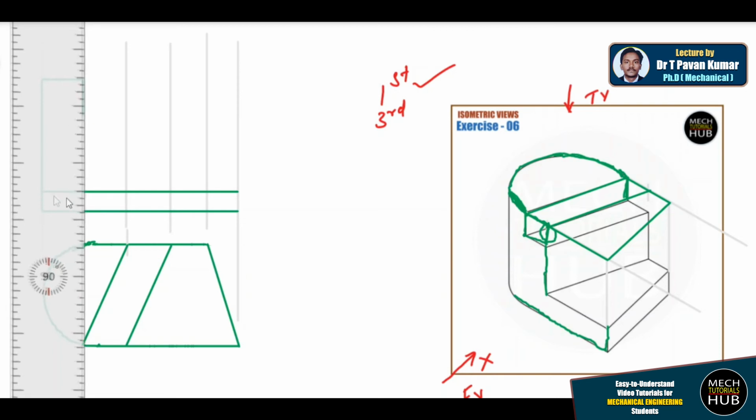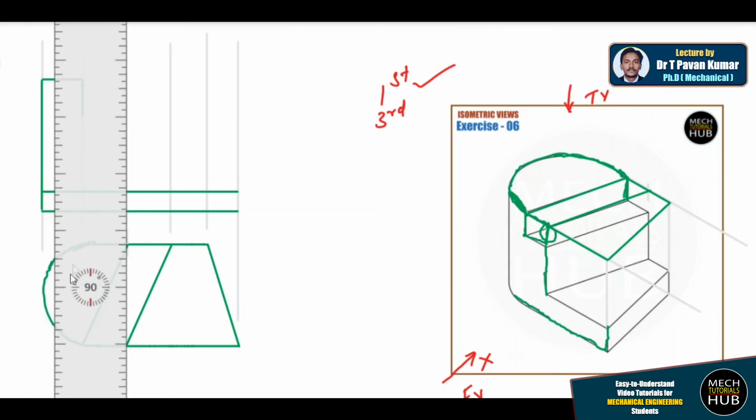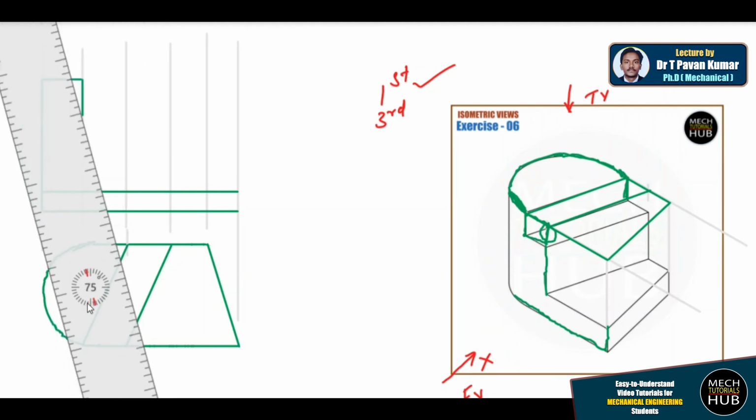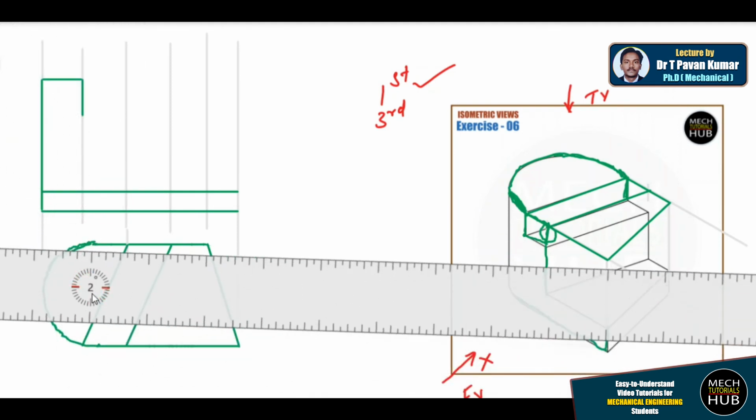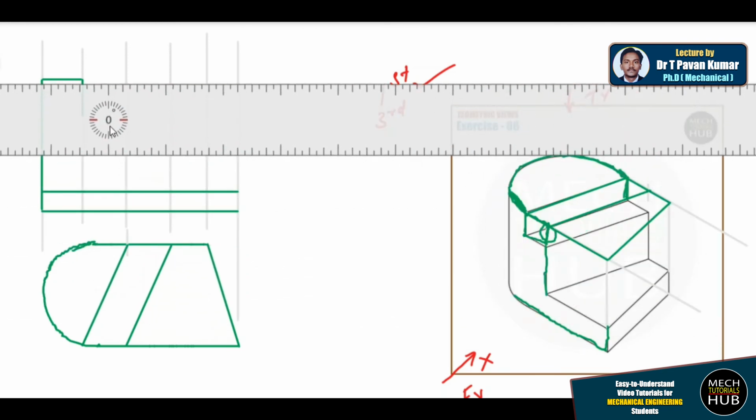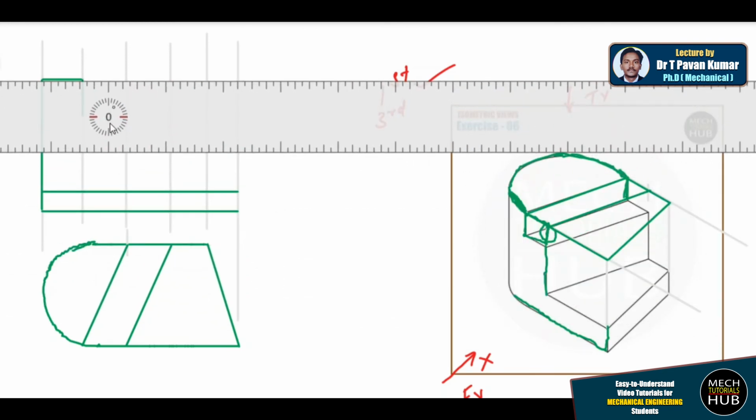Then again, I just rotate the scale to 0. Let's just make it 0. This also extends till 10 mm. Why it is going till 10 mm means, because here if you could see the actual component, you'll understand.